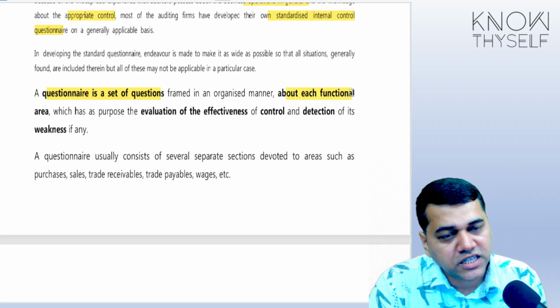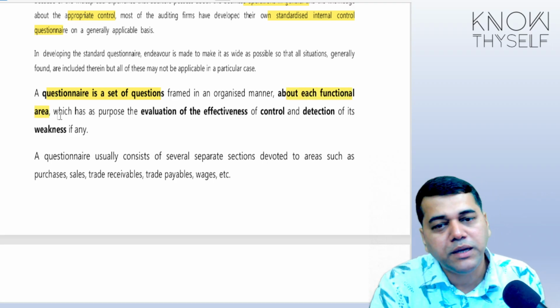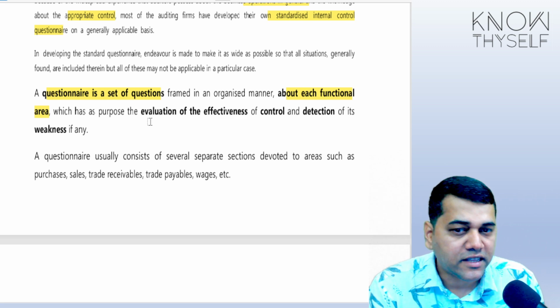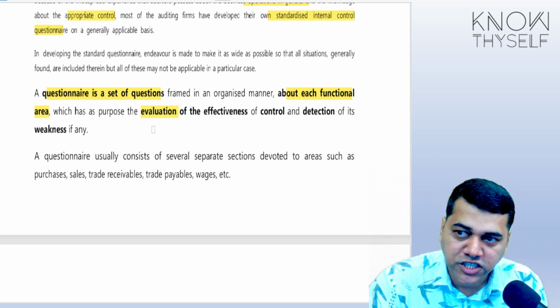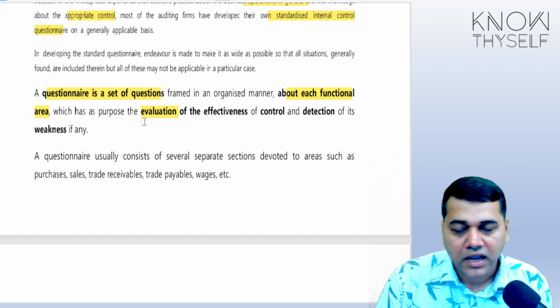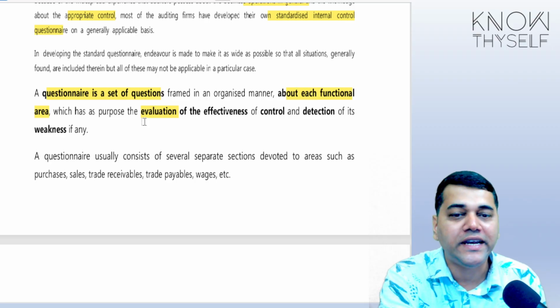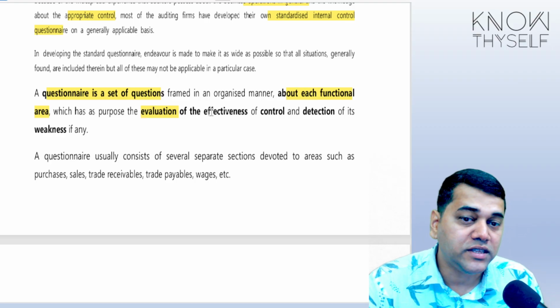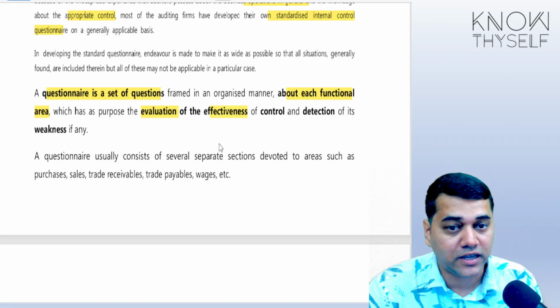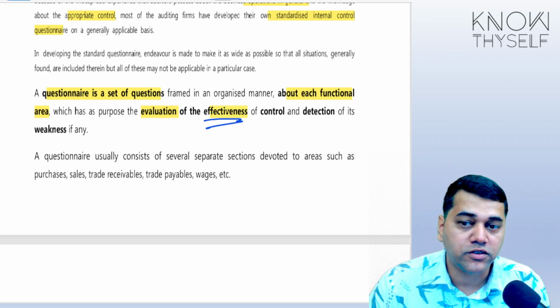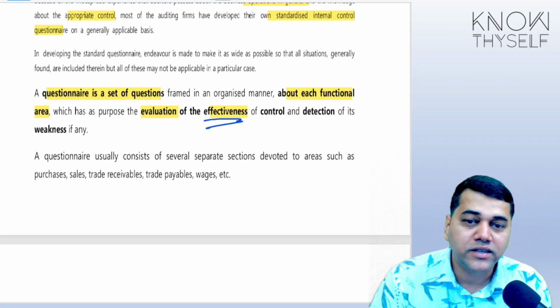About each functional area, I can dig much deeper into it. And it has a purpose of evaluation. Evaluation means you get certain data, you process that data and try to measure and get a feel or an idea about it. And what you are trying to see is the effectiveness of the control. See, in the evaluation, our focus is on effectiveness. We are not talking about the design and the implementation.